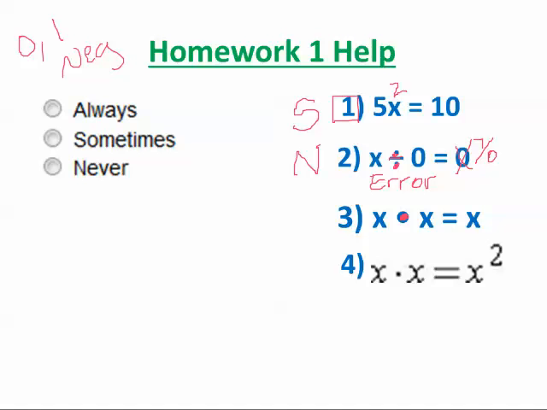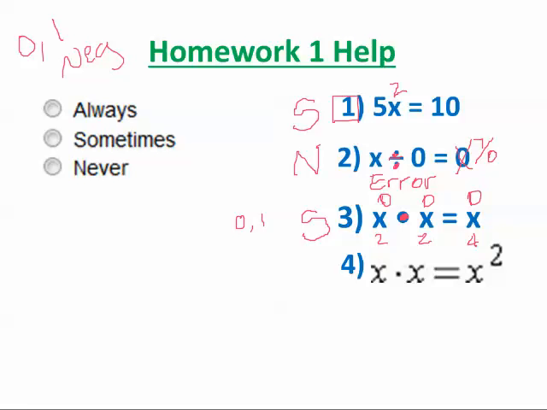Number 3 is a little tricky. Is x times x equal to x? Well, most of the time not. If I put in a 2, 2 times 2 is 4. But here's where 0 and 1 become important. What if I put in a 1? 1 times 1 is 1. Or what if I put in a 0? 0 times 0 is 0. So most of the time, x times x does not equal x, but it does sometimes. And that sometimes is when x is 0 or 1. Tricky, aren't they?